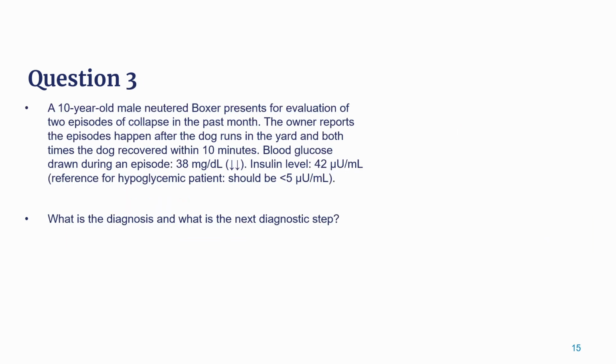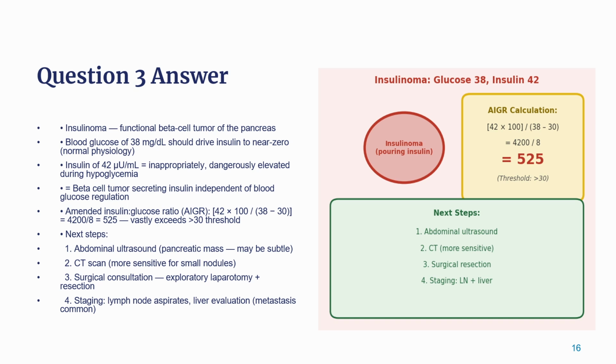Question 3. Boxer, episodic collapse after exercise, recovers spontaneously. Blood glucose of 38 during an episode, profoundly low. But look at that insulin level. At a glucose of 38, what should insulin be, and what does 42 tell you? This is a classic insulinoma presentation, and the numbers tell the story perfectly.